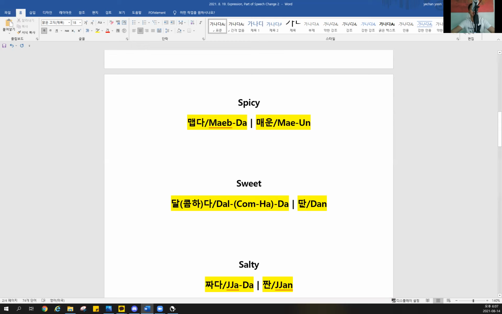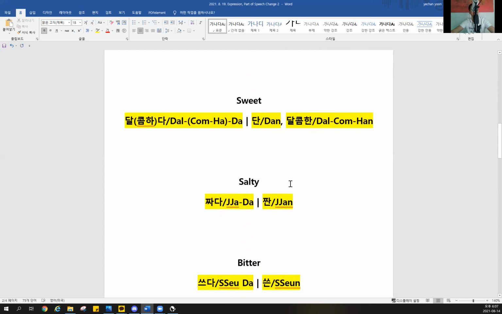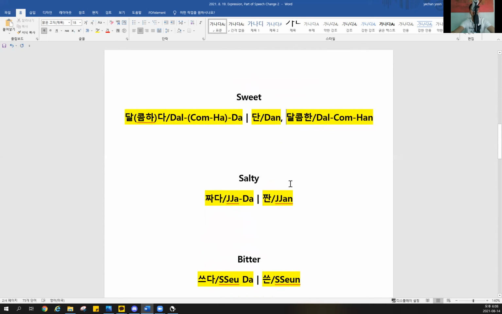Okay. For the changing version, I'm going to give you another example as well. We can say 단. The reason I give you this one, 단, I'm going to explain later, okay? But you can also use 달콤한. You can use this one as well. Okay? 단 or 달콤한. You can use it for sweet. How about salty? You can say 짜다. And the changing version is 짠.